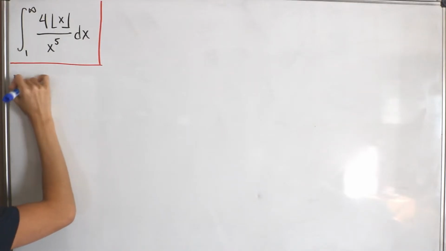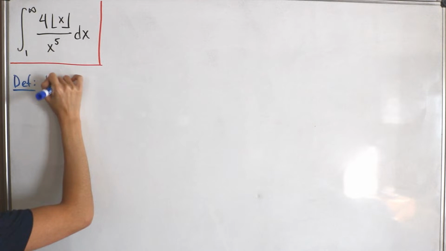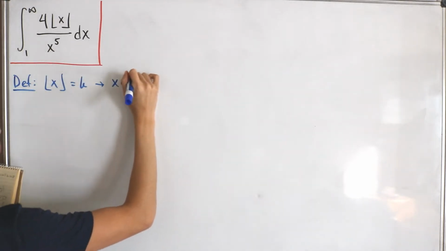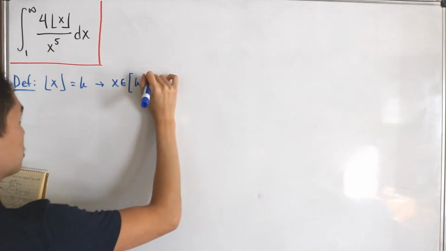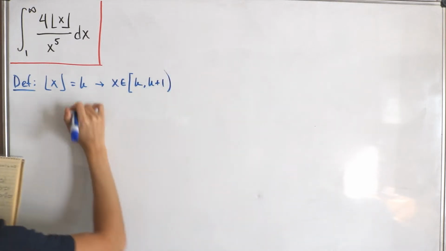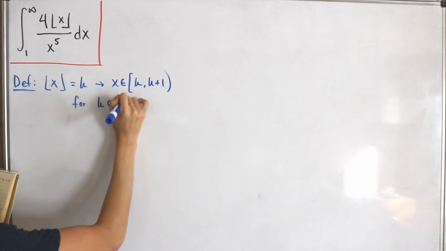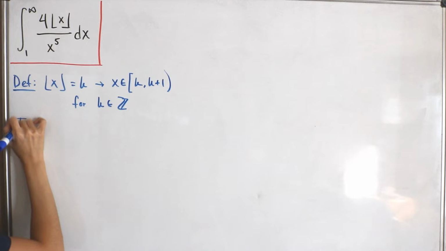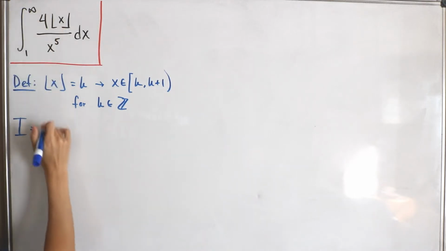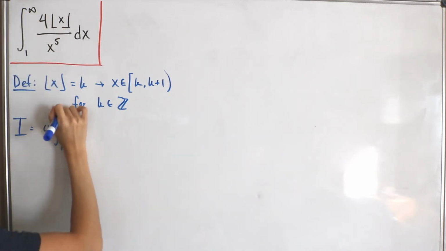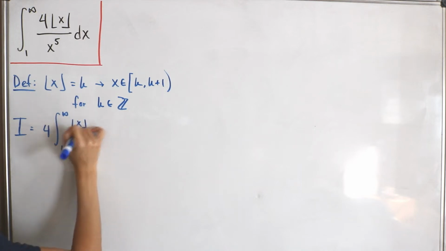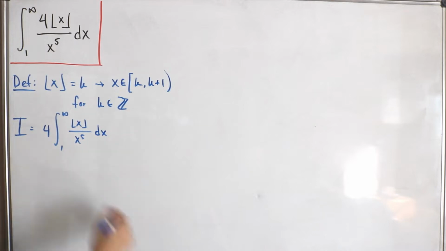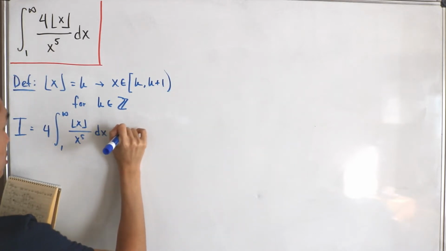So by definition of the floor function, we could say that the floor of x is equal to k, such that x is in the interval from k inclusive to k plus 1 non-inclusive, and that's of course for k an integer. Utilizing this, we'll call this integral capital I, and for one I can factor out the constant 4. So we have 1 to infinity of the floor of x divided by x to the power 5 dx. Then utilizing that definition, we can write this in terms of sums.